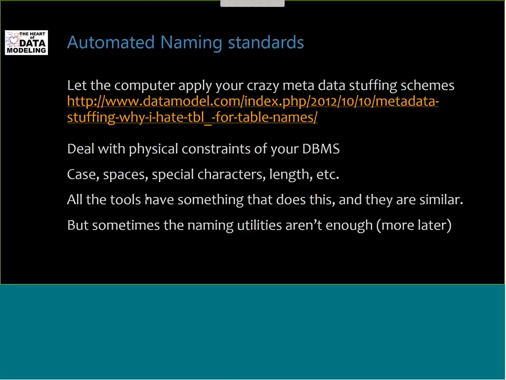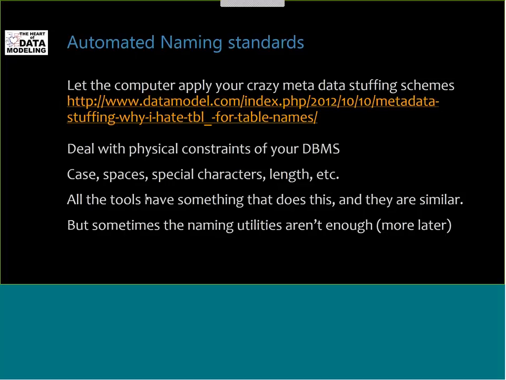So there are some automated naming standards that people can do. And most of these have examples that I call metadata stuffing. And I blogged about this once: let your computer apply your crazy metadata stuffing scheme. By metadata stuffing, I mean if your shop says that every table has to be prefixed with TBL underscore, and that the first two characters of every table name have to be an abbreviation for the subject area to which it belongs, and then even in this blog post I talk about a real life example where we had to have a three-letter ID of the DBA who was responsible for doing all the work on that table. And I'll let that sink in for a minute.